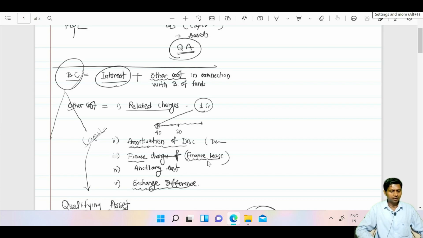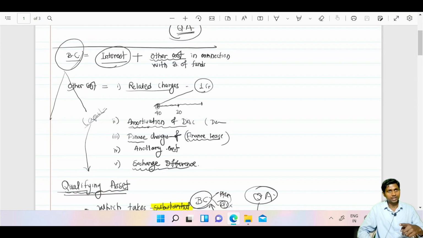Yes, if you have taken a finance lease, then the finance lease charges will form part of your borrowing cost. And then other ancillary costs, miscellaneous costs, and exchange differences you will also find in the borrowing cost. Understood? Majorly it includes interest plus other costs and ancillary charges. Here you will also find the professional fee paid to the CA for preparing the project report and all.